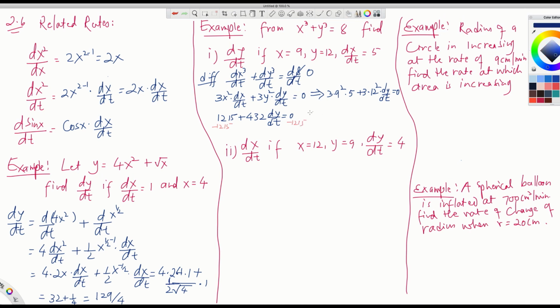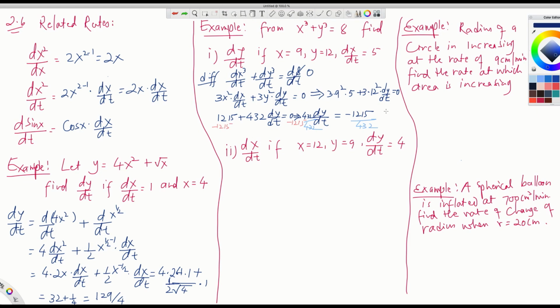Basically you get dy over dt, and we'll have to divide by 432. Let me write down 432 for now. This implies 432 dy over dt equals negative 1215, right? And divide by 432. What do you get? If you divide by 432 on both sides, then you get dy over dt equals, so let me write that.